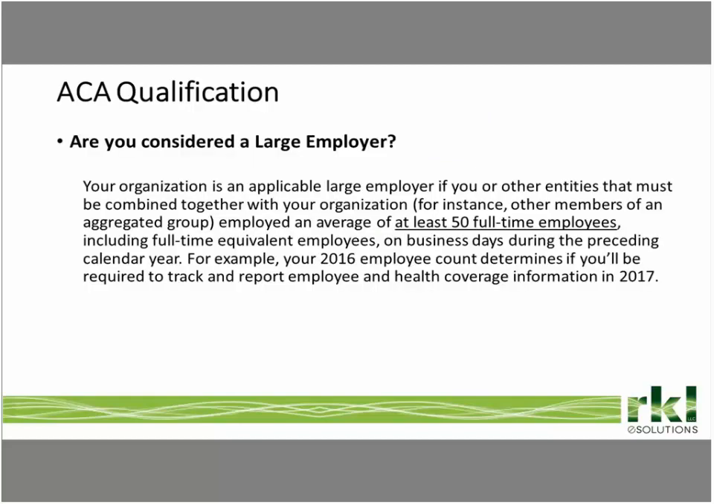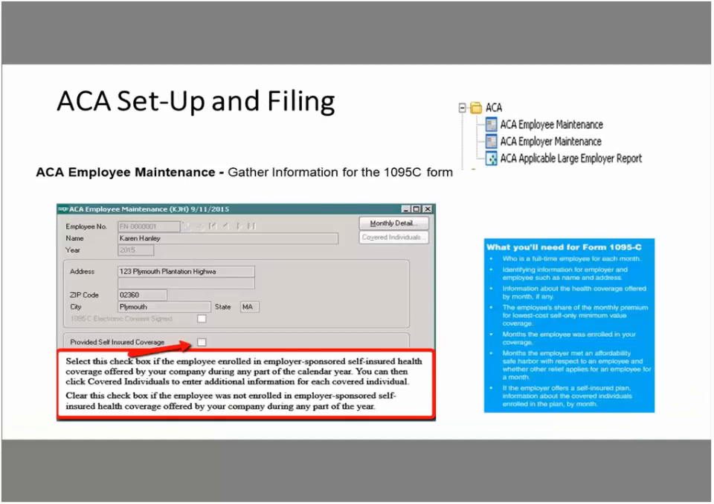No questions submitted. For ACA qualification, the simple question is whether you have at least 50 full-time employees. Note that this does include FTEs, full-time employee equivalents. On a business day during the preceding calendar year, for example, your 2016 employee count determines whether or not you'll be required to track and report employee and health coverage information in 2017. So this would be 2017 and 2018. There's also whether or not you are considered a subsidiary reporting under another company. So we'll get to that in one moment.